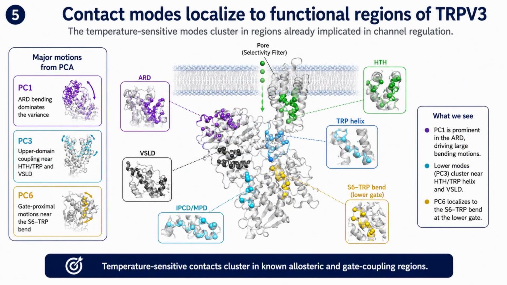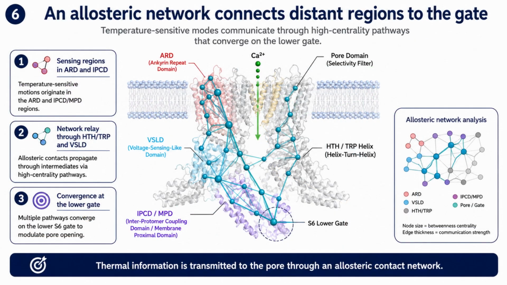Mapping these modes onto the structure revealed that they cluster in functional regions of TRPV3. Some contacts localize to the ankyrin repeat domain, where large bending motions dominate. Others cluster near the helix-stem helix, the TRP helix, the voltage-sensing-like domain, the interprotomer coupling domain, and the S6-TRP bend near the lower gate. Network analysis then showed how these distant regions communicate.